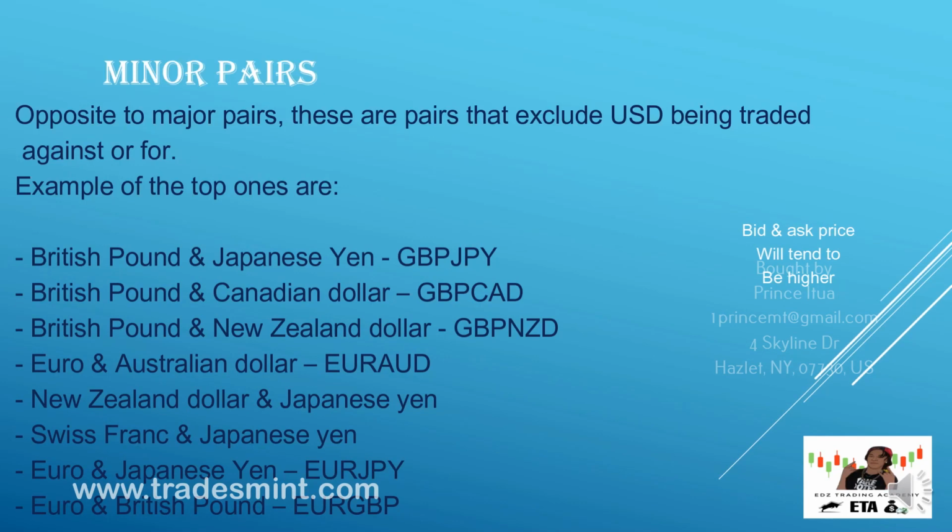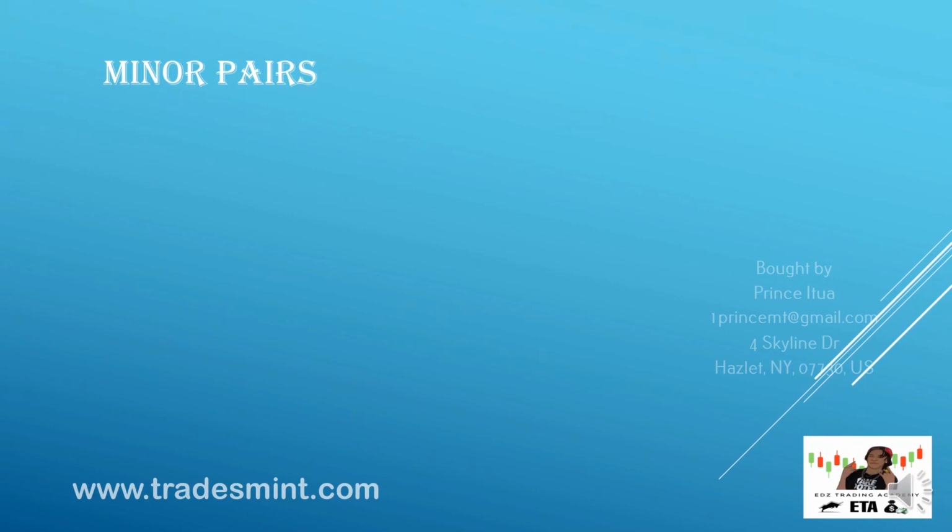And here's a list of the most popular. We've got the pound and the Japanese yen. We've got GBP CAD, that's the pound against the Canadian dollar. We've got British pound against New Zealand, Euro, Australian dollar, New Zealand, Japanese yen. We've got Swiss franc and the Japanese yen. We've got Euro, Japanese yen, and lastly, Euro GBP. The difference between the bid and ask price for the minor pairs tends to be slightly higher than the major pairs.